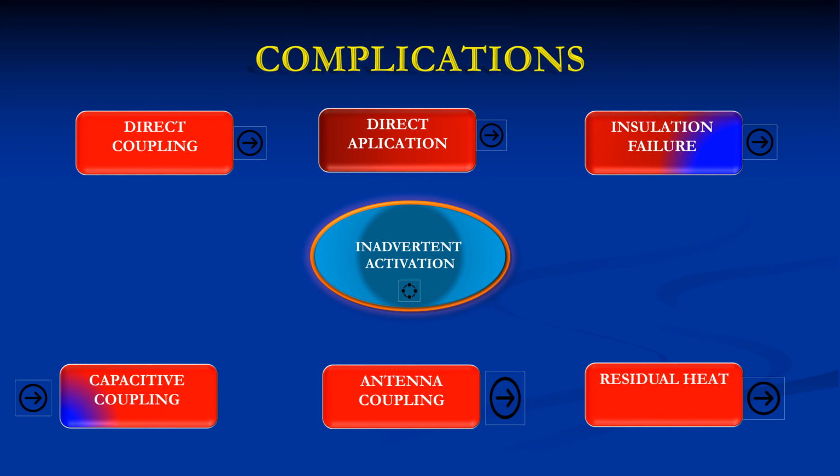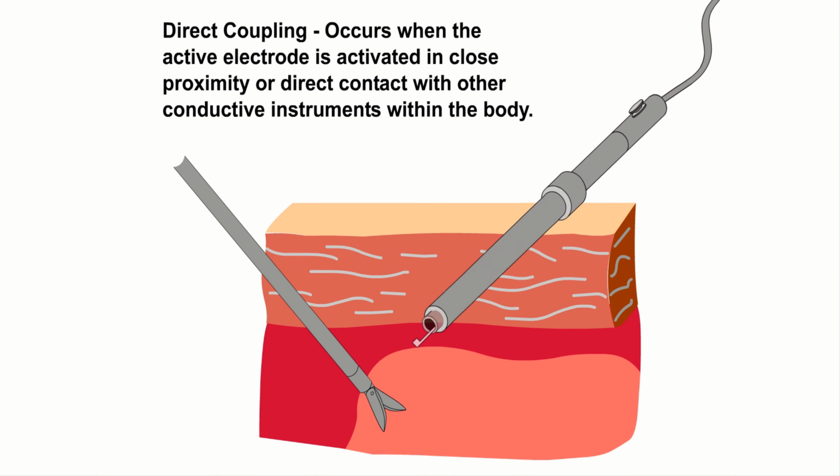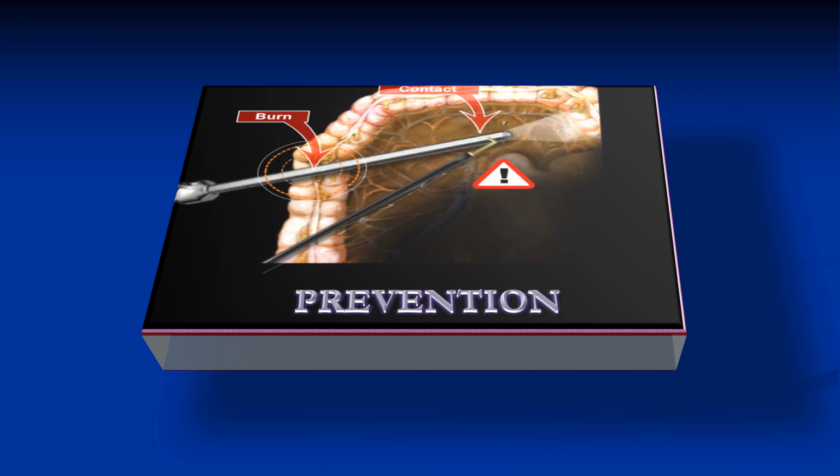Overview of complications. Direct coupling injury occurs when the active electrode touches another metal instrument, such as suction irrigators or camera telescope. Current from the active electrode flows to the second instrument and potentially burns any tissue it touches. Direct coupling is technique related, hence the responsibility of prevention lies with the surgeon.